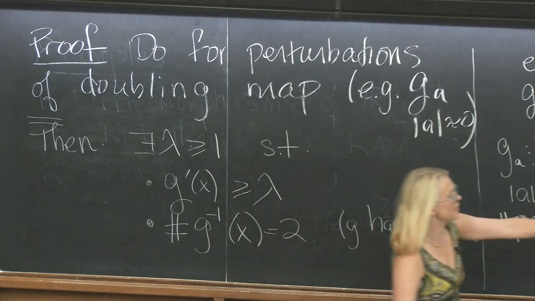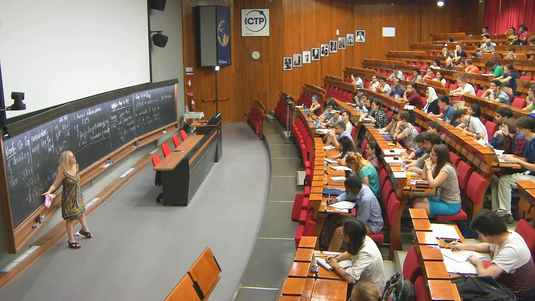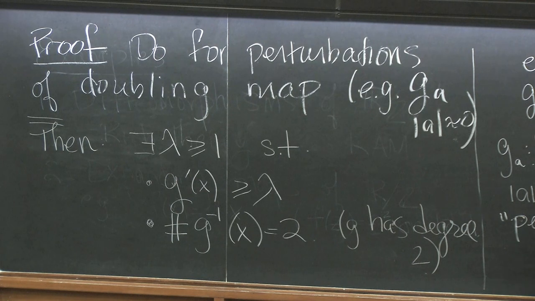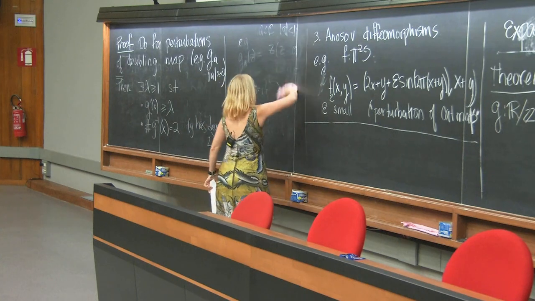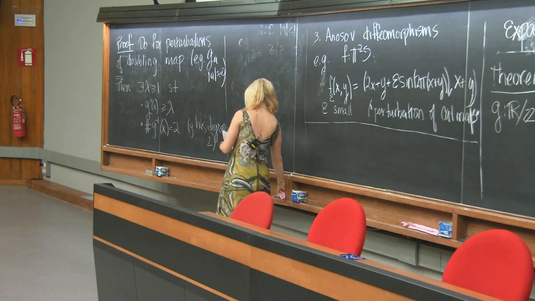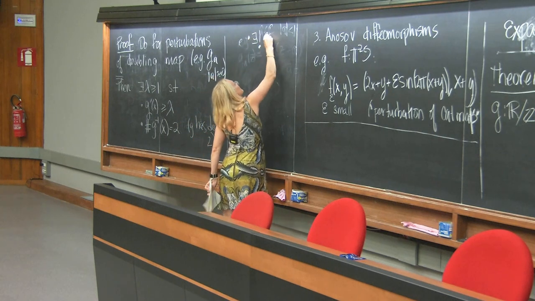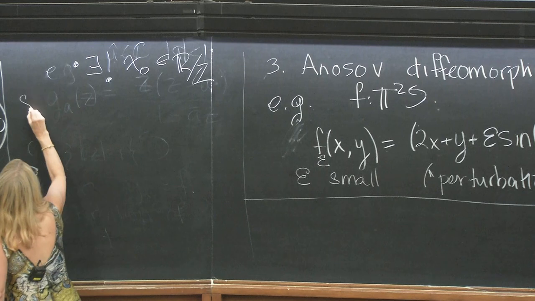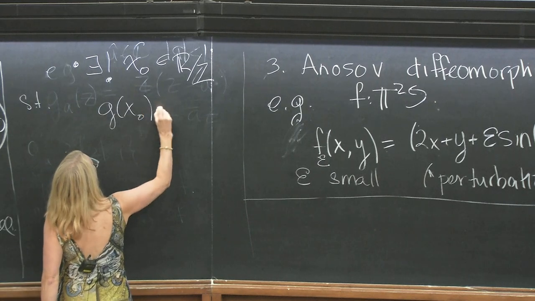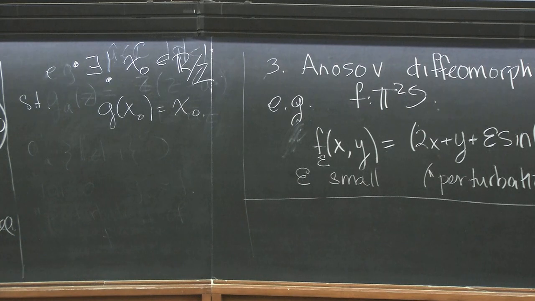And in fact, any expanding map is going to have a degree, some integer m at least 2, so that the number of pre-images is m. Some of this should be review from Hannah's lectures last week. And there exists a unique point, x naught, in the circle, such that g of x naught equals x naught. Okay, so these are the properties we're going to use. We're also going to use that it's C2, but I haven't stated that quite yet.